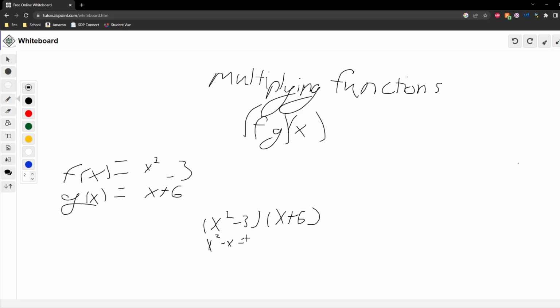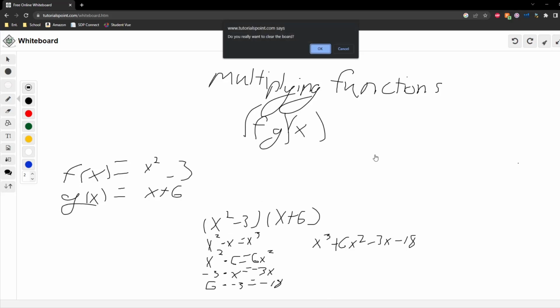X squared times x is x cubed, and x squared times 6 is 6x squared. Negative 3 times x is negative 3x, and negative 3 times 6 is negative 18. Put it all together and you get x cubed plus 6x squared minus 3x minus 18. Seems easy enough? Give it a go.